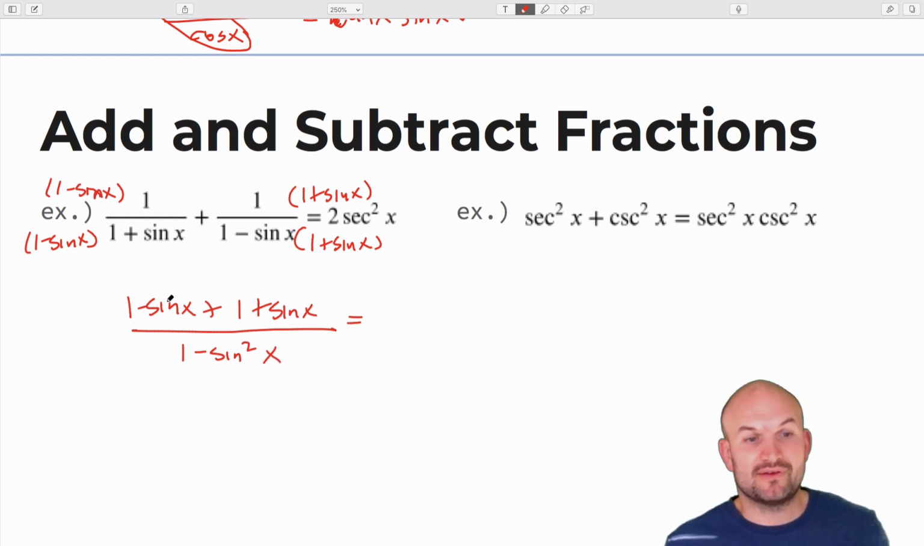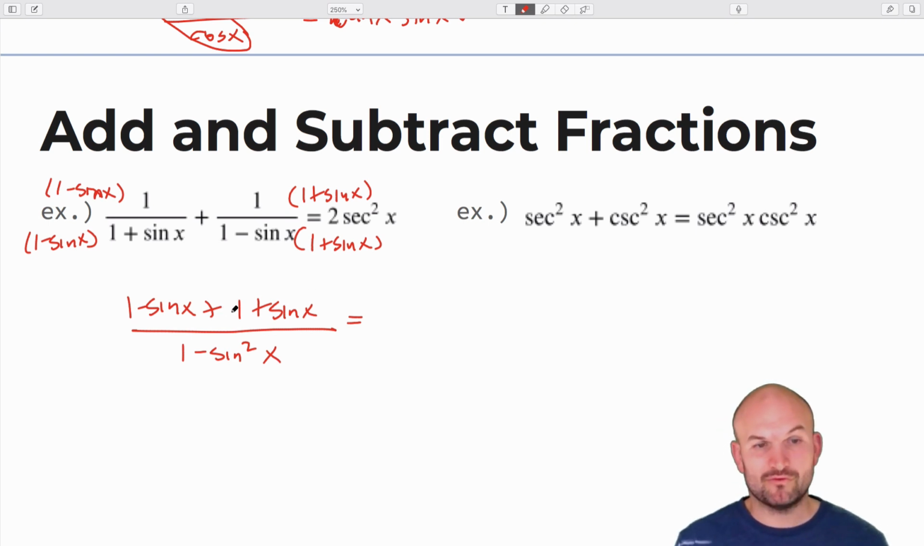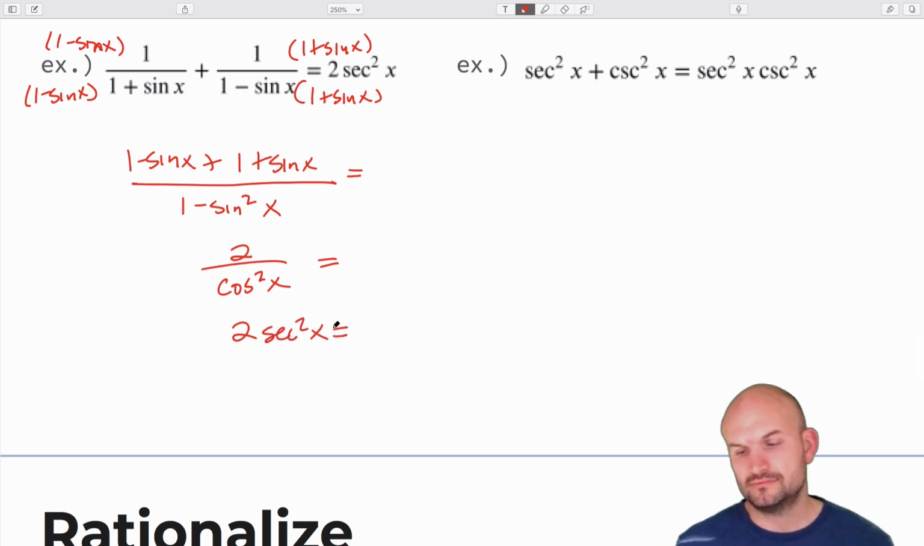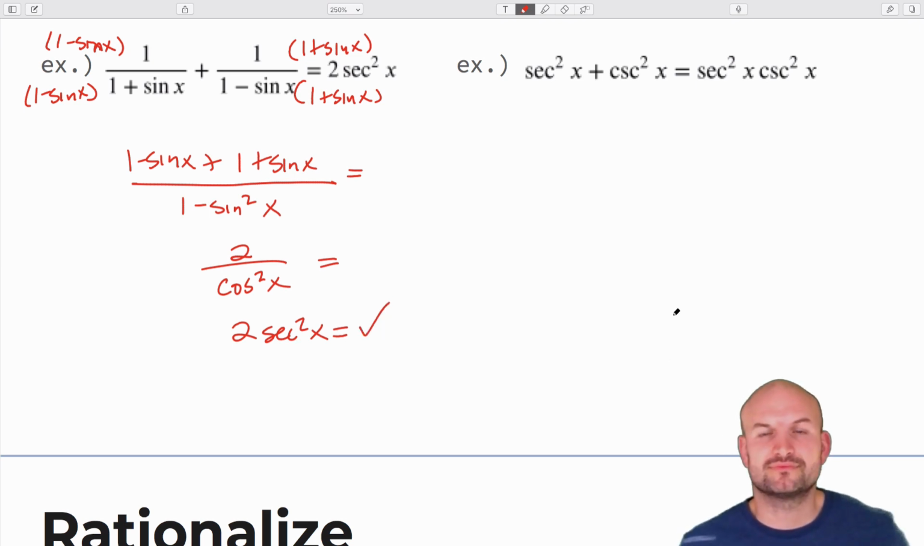Okay. Now here, I notice that the negative sine of x and positive sine of x are going to add to 0, and I have 1 plus 1 is 2. So I have 2 over cosine squared of x. And now you can see, 2 over cosine squared of x, using the reciprocal identity, is going to equal secant squared of x. And there you go. Verified.